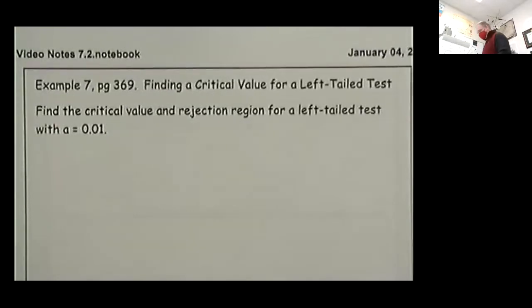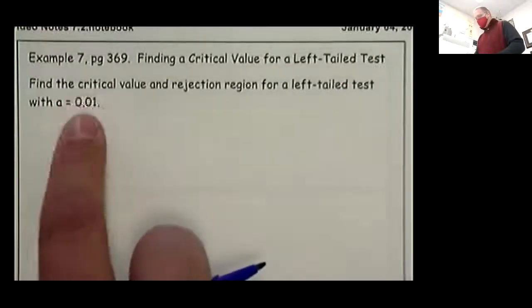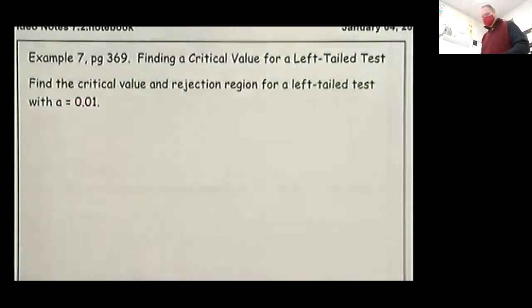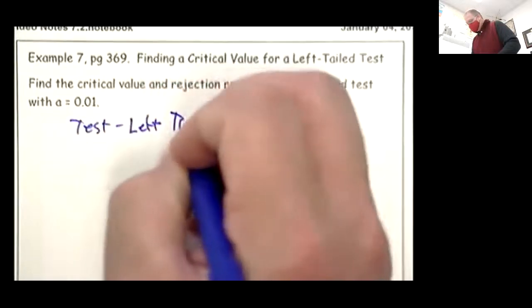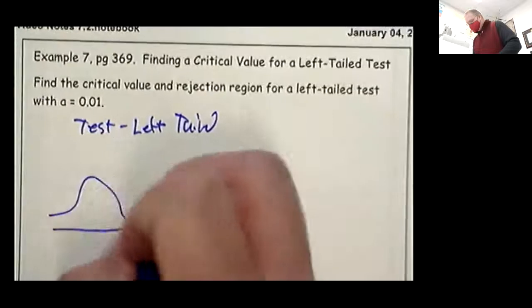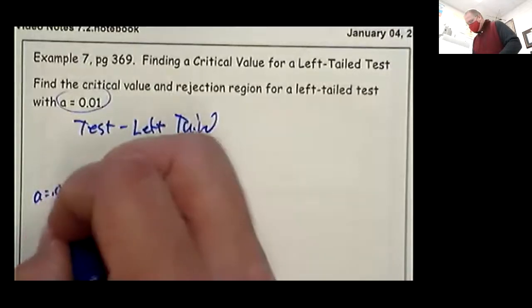So here's how that works. We're looking at example 7, using rejection regions. Find a critical value for a left-tailed test. Find the critical value and rejection region for a left-tailed test with alpha of 0.01. So this is no longer our z-score. This is the area under the curve. Our test is left-tailed, and that tells us we're using our left-tailed picture, and that tells us our alpha is the area under the curve. So alpha is 0.01.